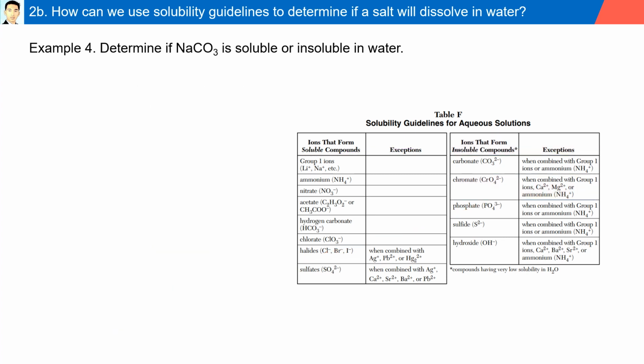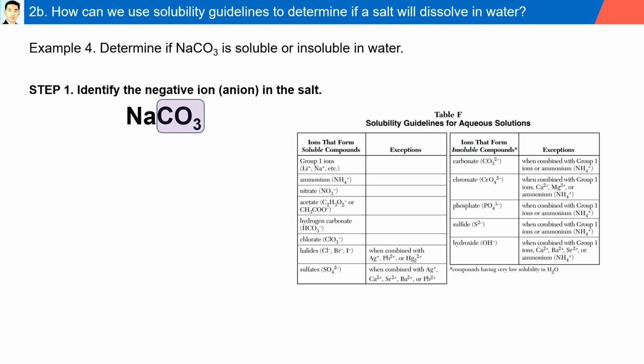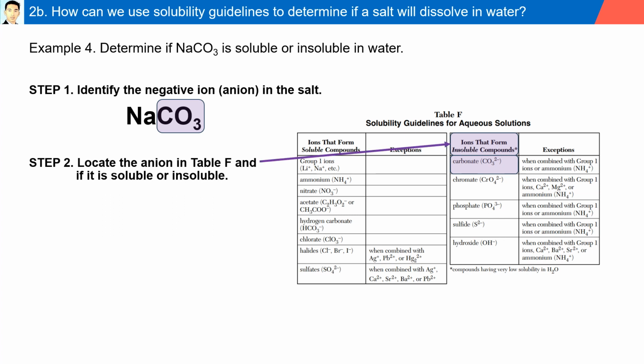Example 4. Determine if NaCO3 is soluble or insoluble in water. Step 1 is to identify the negative ion in the salt. Here it is CO3. Step 2, locate the negative ion in Reference Table F and determine if it is soluble or insoluble. Here it is located in an insoluble column.